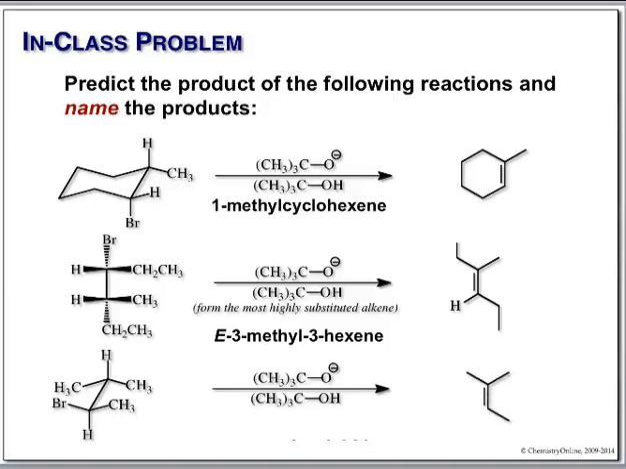This is going to be a 1, 2, 3, 4, so it's a butene with a methyl group on carbon 2.